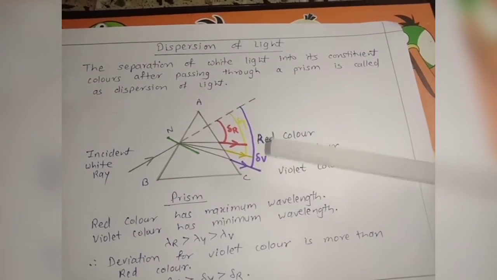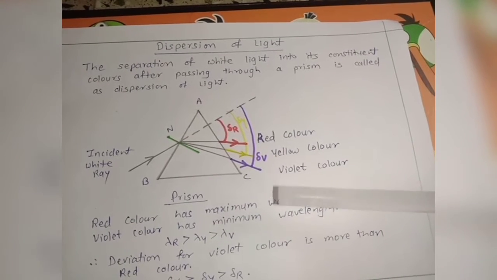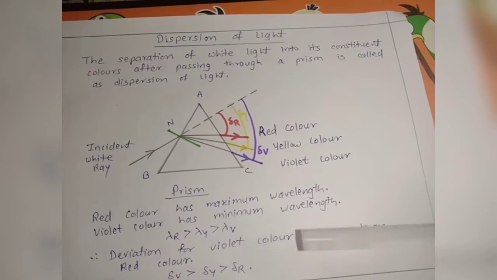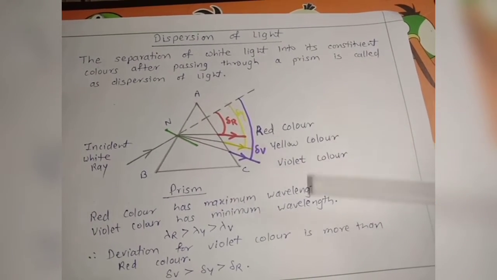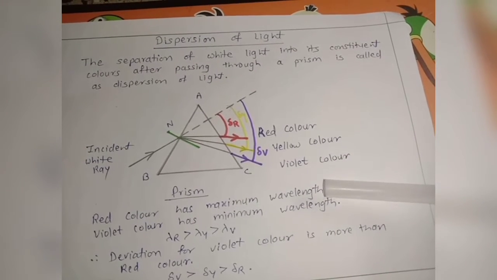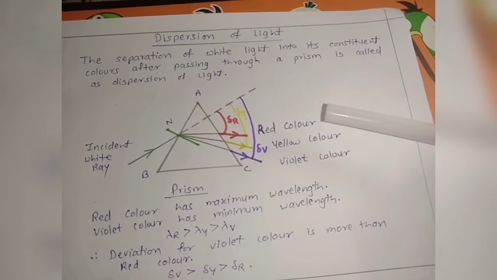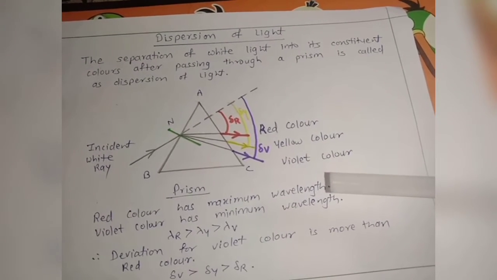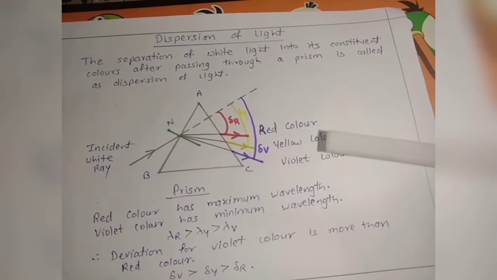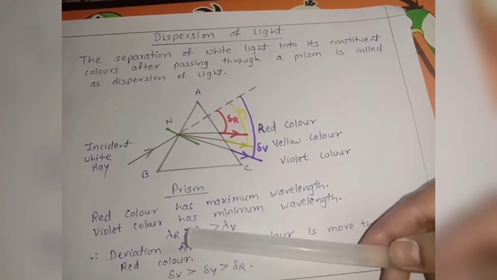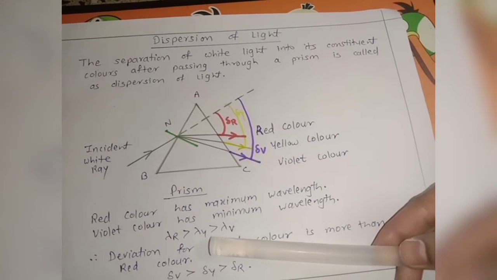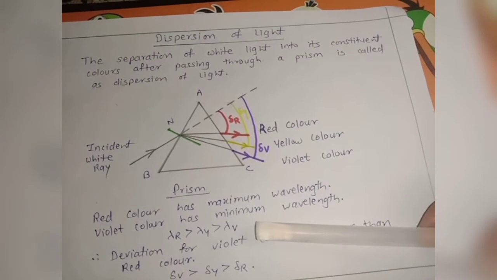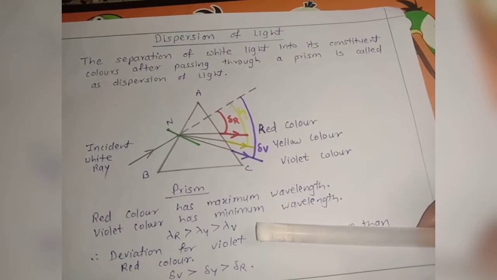We know the sequence VIBGYOR, that is, the colors observed when light passes through a prism. Here red and violet are the extreme colors. Red has the maximum wavelength and violet has the minimum wavelength. Different colors have different wavelengths. So lambda r is greater than lambda y, where y is yellow, the mean color of the spectrum, and lambda v is the wavelength for violet.